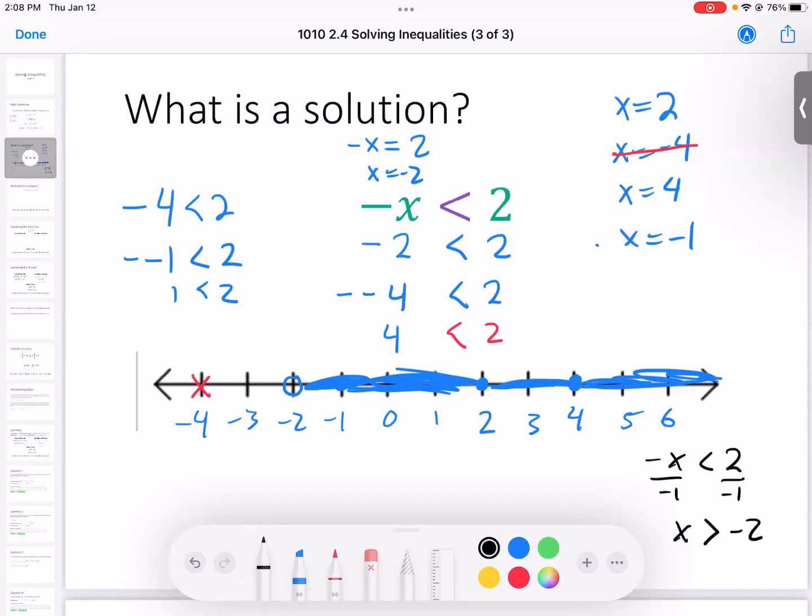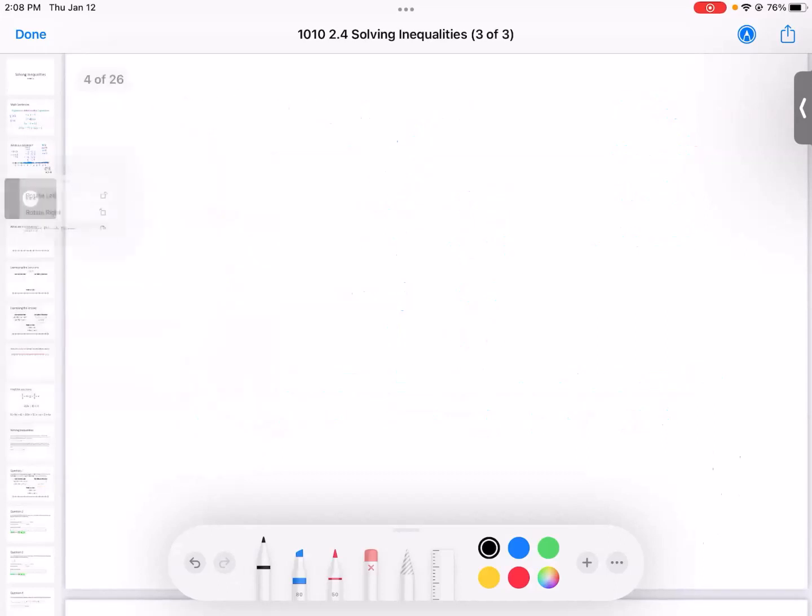Yeah. That only happens with negatives, right? Yeah, so it's only multiplying or dividing by negatives. You can even add and subtract negatives, that's totally fine. It's only multiplying or dividing. To show an example of adding and subtracting negatives.